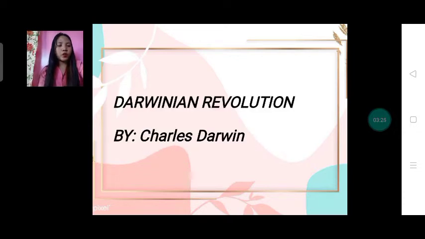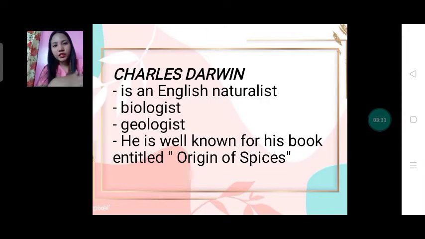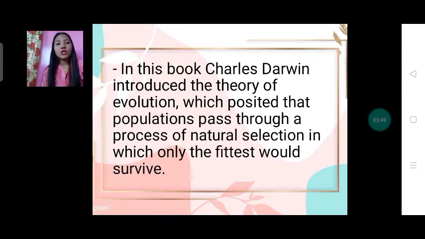So, the second is the Darwinian Revolution by Charles Darwin. Charles Darwin is an English naturalist, biologist, and geologist, and he is well known for his book entitled Origin of Species. In this book, Charles Darwin introduced the theory of evolution, which posited that populations pass through a process of natural selection in which only the fittest would survive.